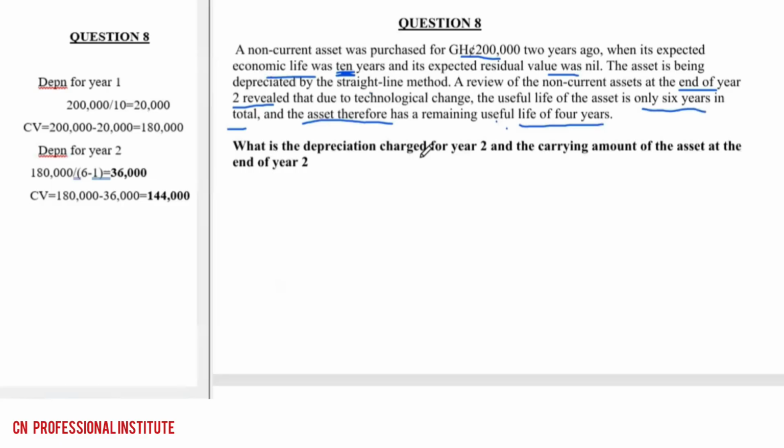So we are going to draw the curtains on IAS 8 here. Along the line, we'll be solving more questions, but for now, we're going to pause here.